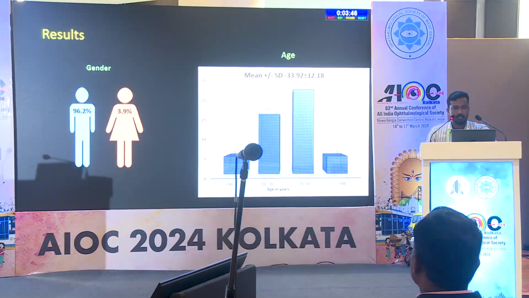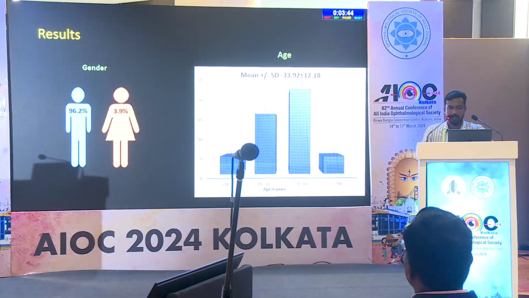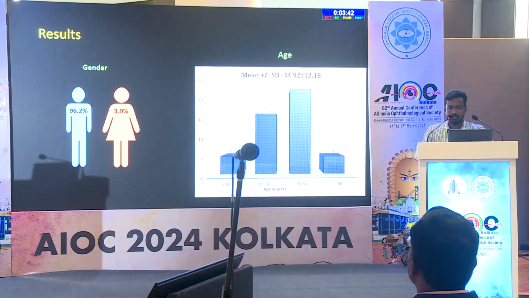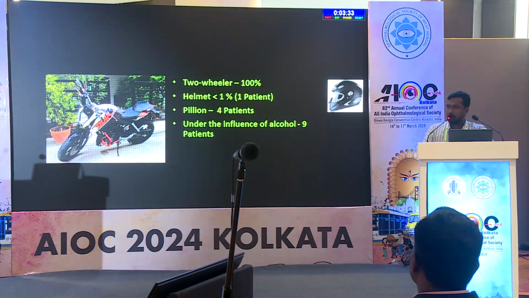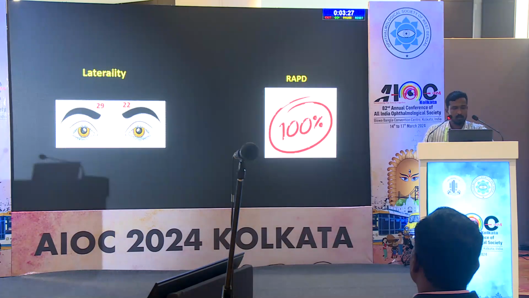Coming to the results, 96% of our patients were male, 3.9% were female. Their mean age of presentation was 33.92. The most common mode of trauma was RTA, which was 78.4%, followed by fall, followed by assault. All our patients were traveling in two-wheelers, less than 1% were wearing a helmet, and 9 of them were under the influence of alcohol. All our patients had unilateral involvement, with 100% of them having RAPD.